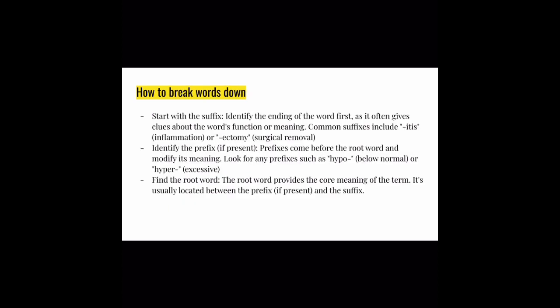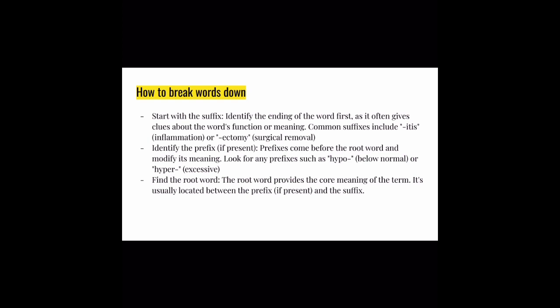Now, how do you break words down? We talked about putting them together, but how do you decide what is what when you're looking at a word? You first start with your suffix. Your suffix tells you what the word's function or meaning is. Suffixes such as itis, meaning inflammation, or ectomy, like we talked about, surgical removal. Next step, you identify the prefix. Prefixes come before the root word and identify or modify its meaning.